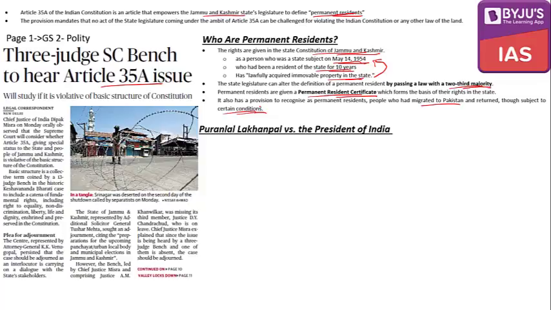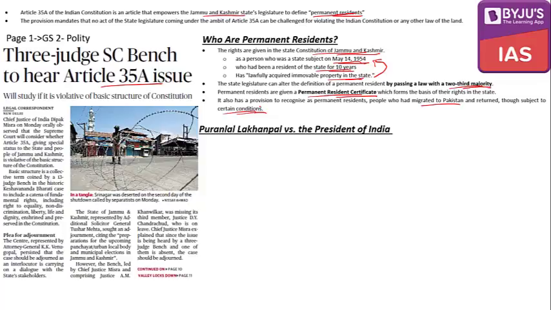The next point that we will have to understand is why exactly it becomes important. What are the various rights and privileges that these citizens of Jammu and Kashmir have? What are the extra privileges that they have? These people have certain privileges and rights that other people in Jammu and Kashmir will not have. Only those people who have this particular permanent resident certificate issued by the authority under the Jammu and Kashmir constitution will have certain privileges. So what are these privileges?